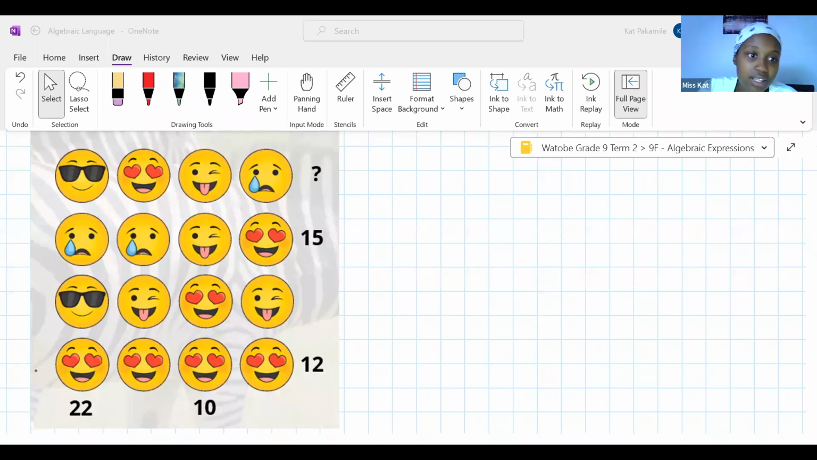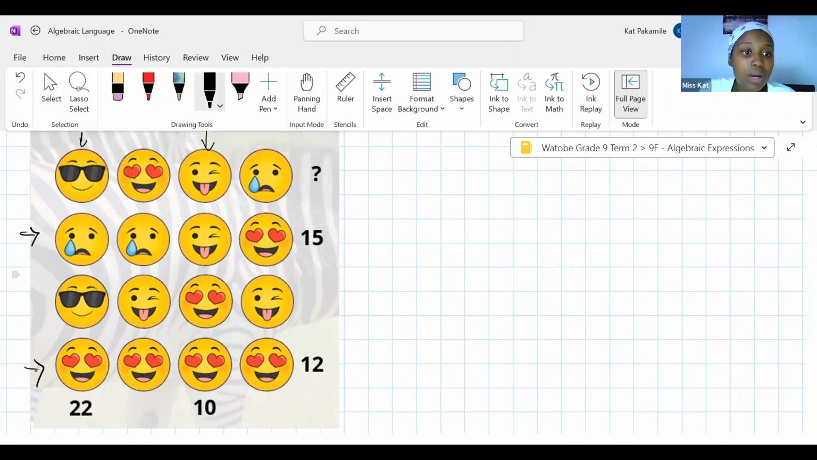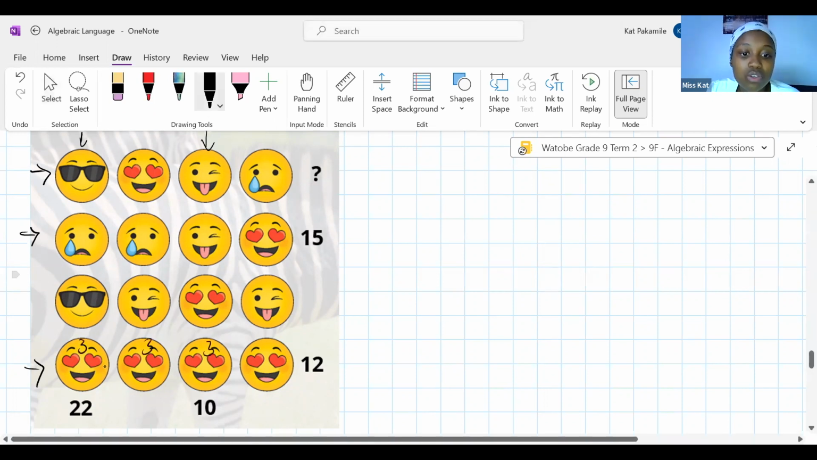Yes. Okay, this is how these go. The row going down adds up to 22. So this row going down, and then this one going down adds up to 10. This one going that way adds up to 12, and this one going that way adds up to 15. We want to know how much this one goes to. Ma'am, I think the hearts is equal to 3, because 3 times 4 is 12. There we go. So this is 3 plus 3 plus 3 plus 3. So now we have the value of the heart face.